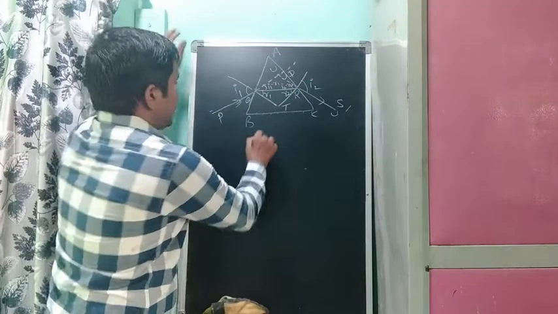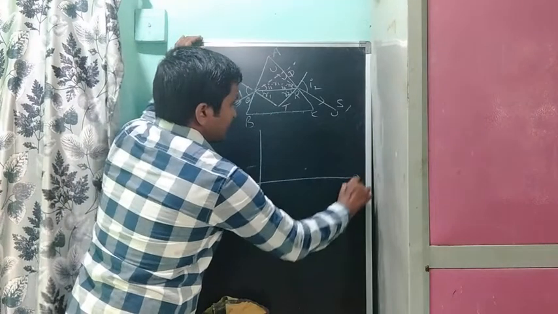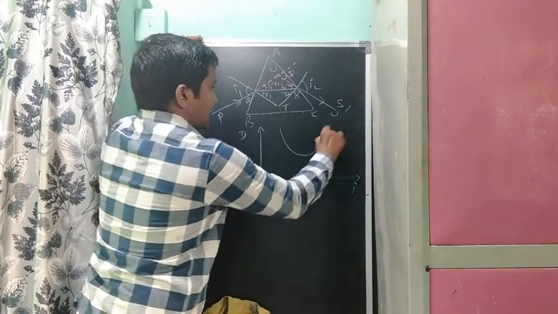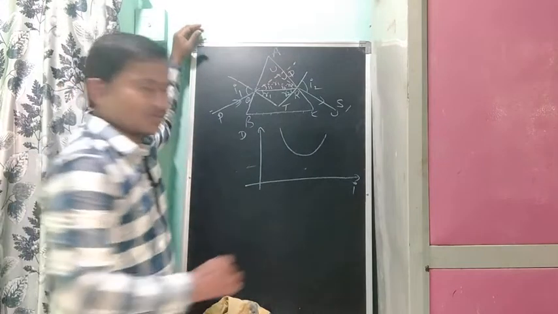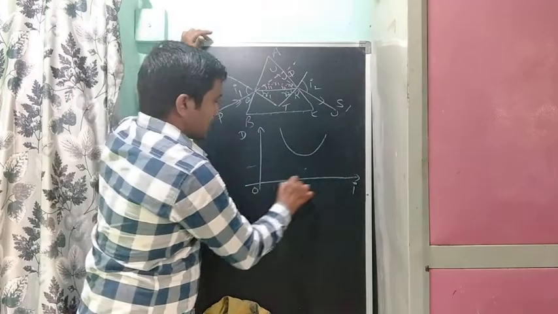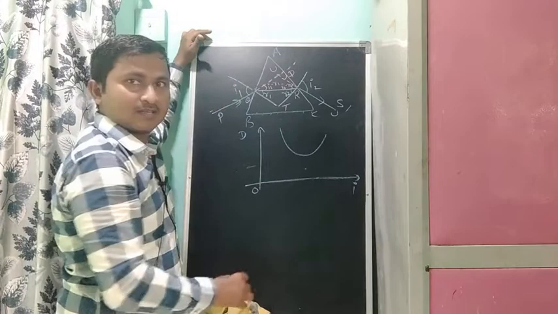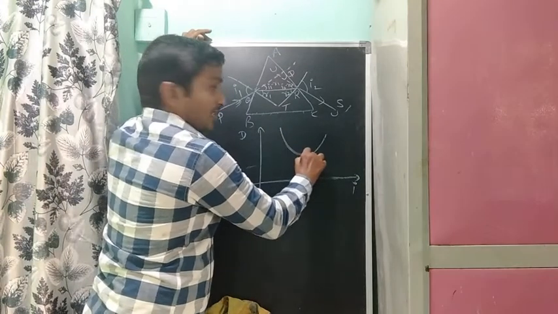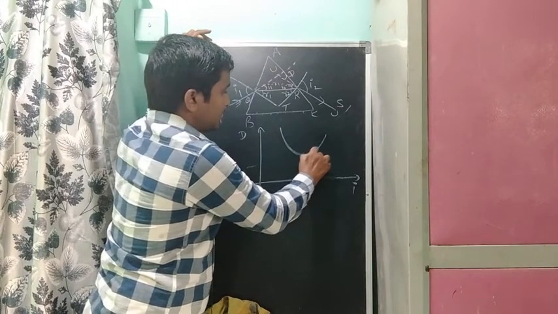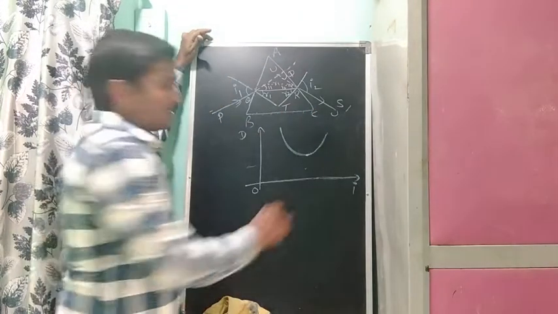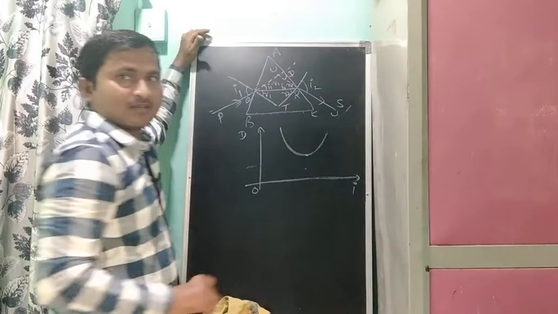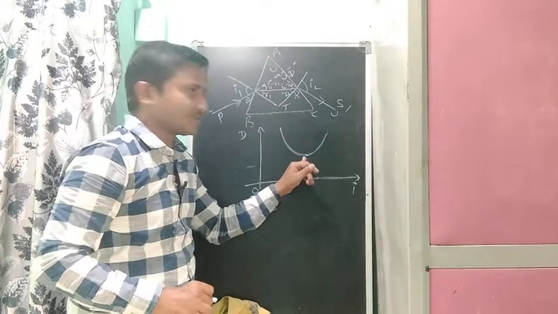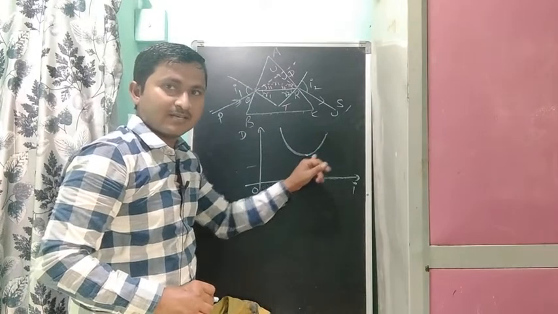And if we draw a graph between angle of incidence and angle of deviation, we get a curve like this. From this it is observed that with the increase of angle of incidence, the angle of deviation decreases, becomes minimum, and after that it gradually increases.